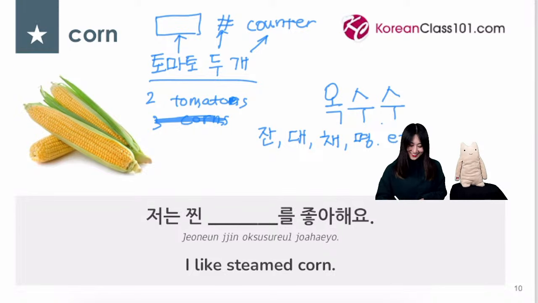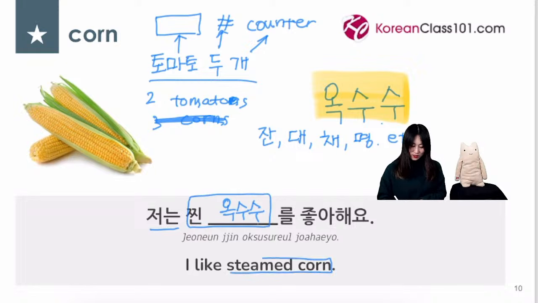Anyway, corn is 옥수수. So here is an example sentence. 저는 찐 옥수수를 좋아해요. 저는, as for me, and 찐 옥수수. 찐 옥수수 means steamed corn. So 찐 is steamed.